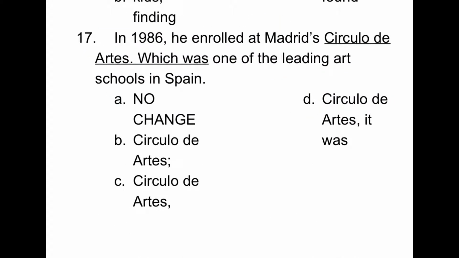17, in 1986, he enrolled at Madrid's Círculo de Artes, which was one of the leading art schools in Spain. So this, as written, is a relative clause. We just need a comma rather than a period.